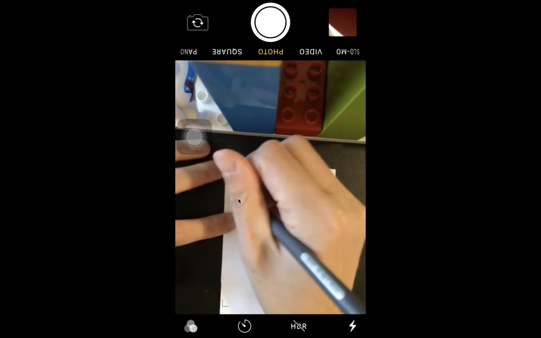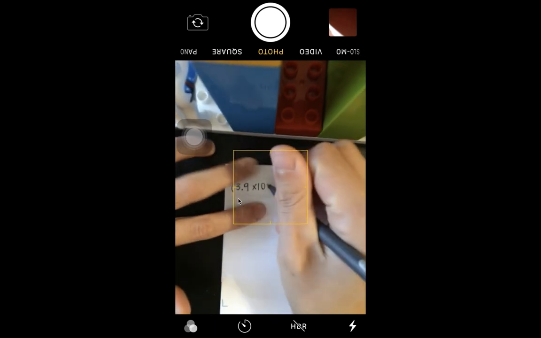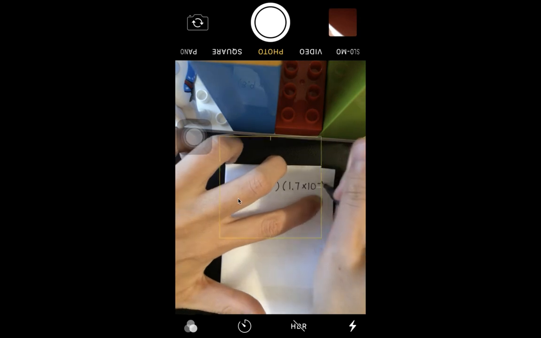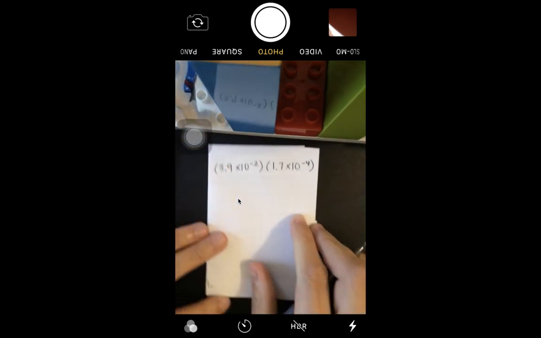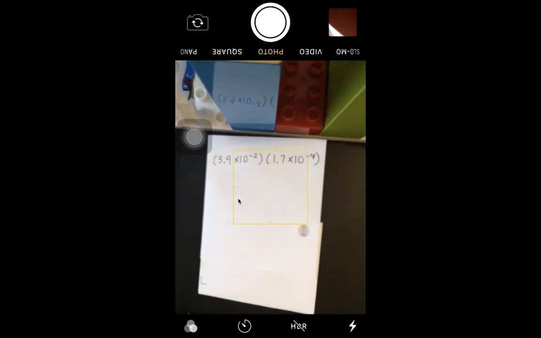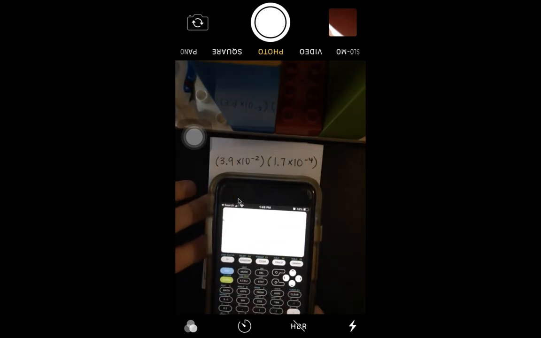Okay, so what if I had this question? 3.9 times 10 to the -2 times 1.7 times 10 to the -4th. Holy moly, I don't know. I mean, that just seems like a mess of numbers. How do I know that answer? Well, guys, the great thing in 8th grade math is you know how to do this now because you have a calculator. So turn on your calculators.